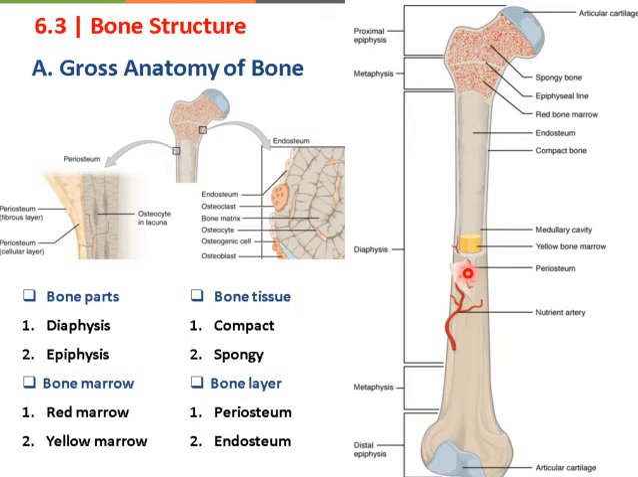Another thing we have to know is the epiphyseal line. Originally, before the age of 18, the epiphyseal line was the epiphyseal plate, and it was a cartilage tissue. However, at the age of 18, this cartilage becomes ossified and is called the epiphyseal line.